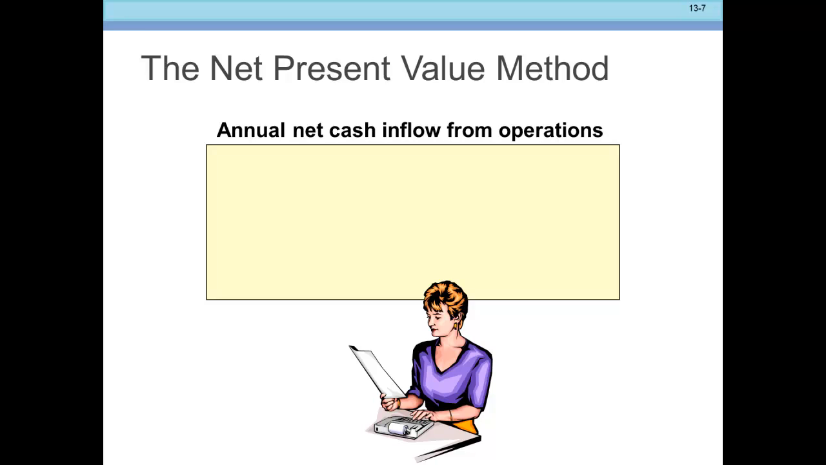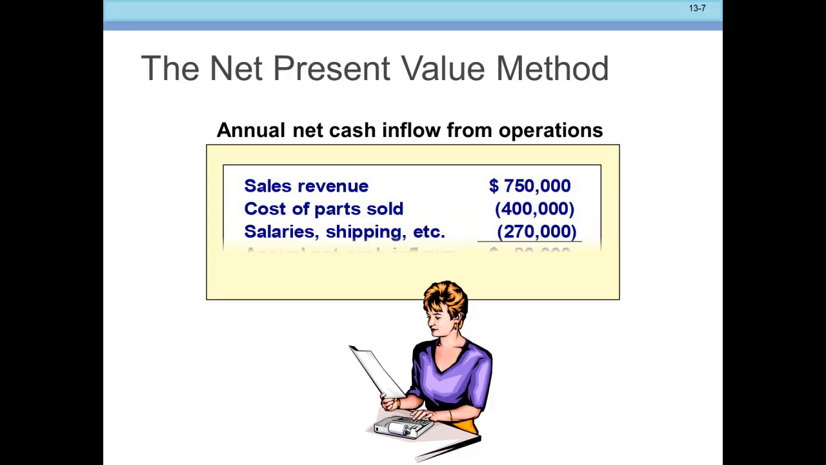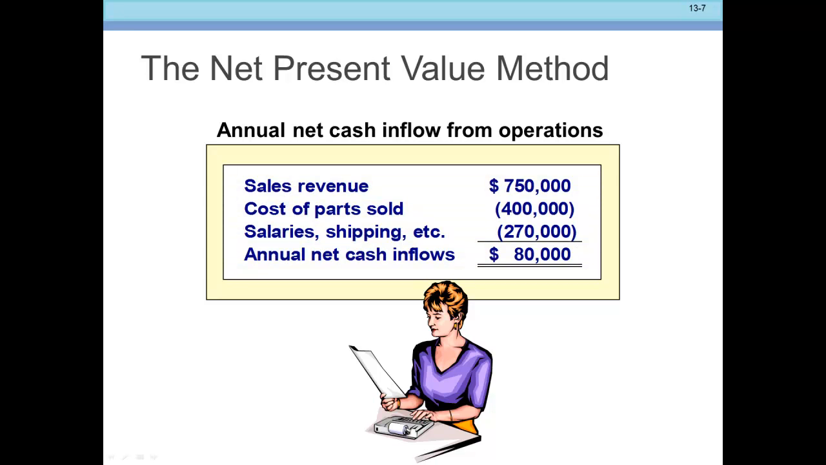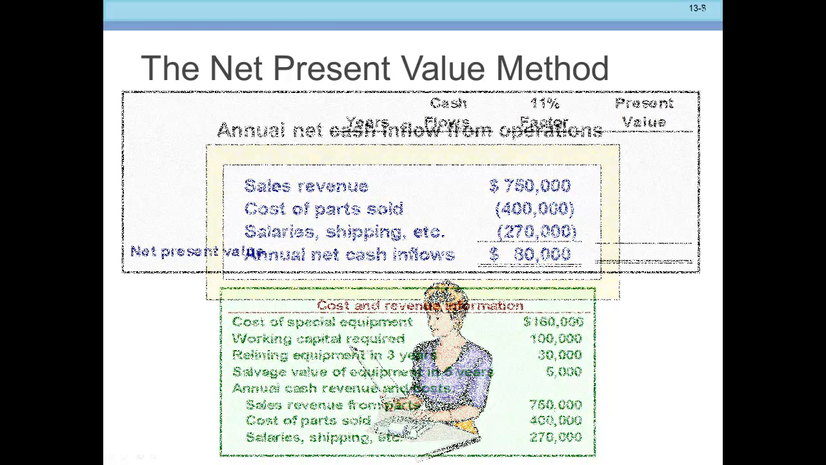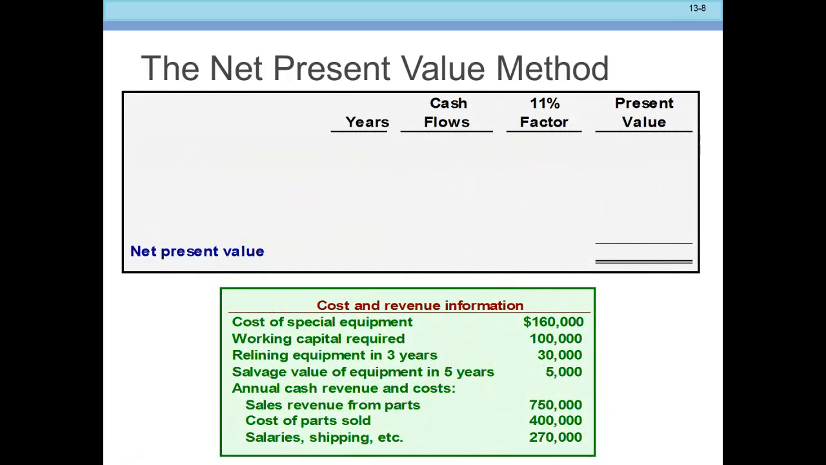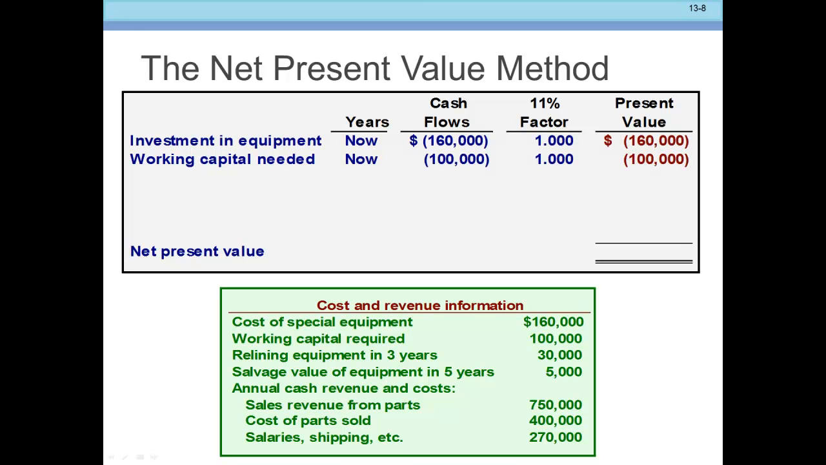First, we calculate the annual net cash flows from operations by taking the revenue and subtracting the expenses. For Lester Company, that equals $80,000. Next step is to list everything at today's dollars. Let's start with the things that happen today or at the start. Investment in the equipment and working capital needed both occur immediately, so they are already at today's dollars. We use a discounting factor of 1.0 for these.